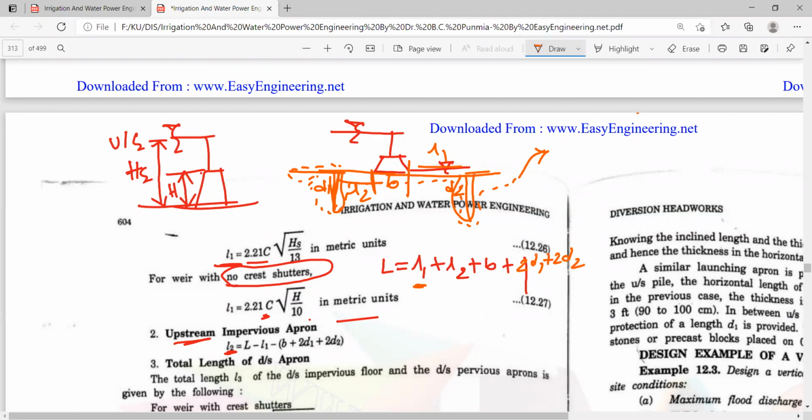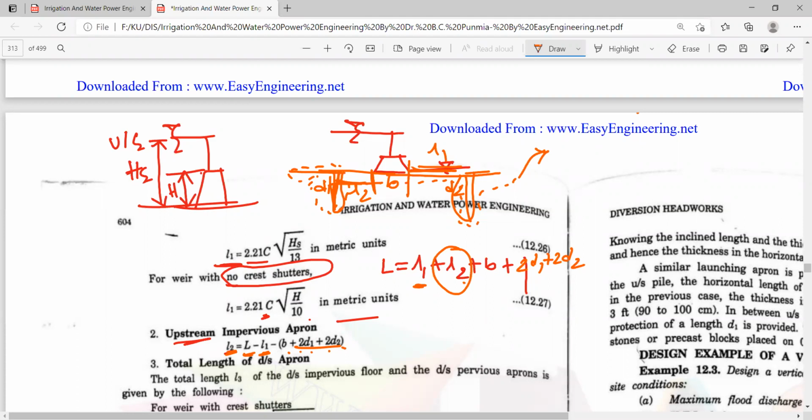So I want to calculate L2 from here. Let us calculate L2. L2 can be calculated as: L2 is equal to total length of creep minus L1 minus B plus 2D1 plus 2D2. Okay. So this is the formula for the calculation of the upstream side impervious apron. So this is the upstream side impervious apron, this will be the downstream side impervious apron, and this will be the upstream side impervious apron.